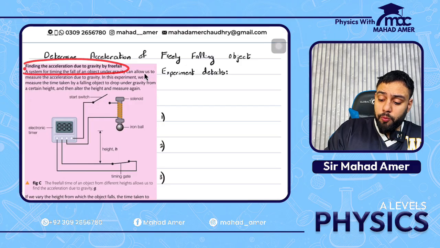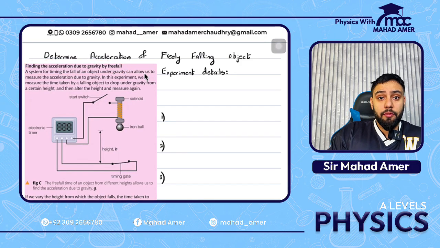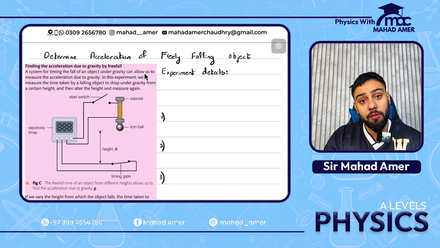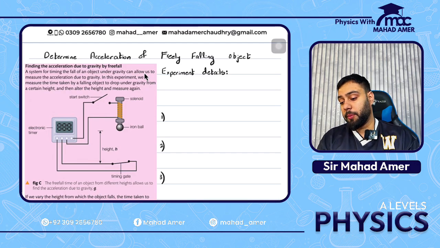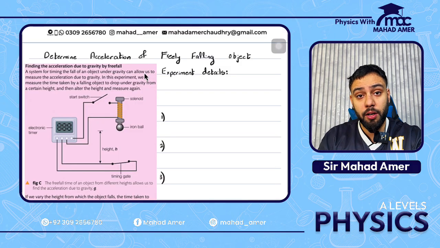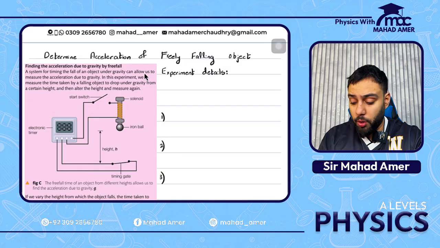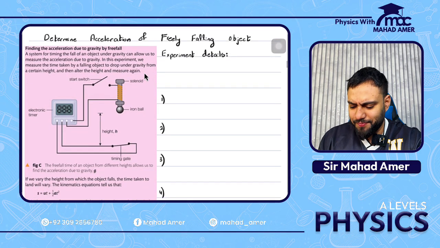We have to find the acceleration due to gravity by free fall, and we have to discuss a couple of experiments regarding that in a lot of detail, because these experiments can be asked in your examinations for up to 6-7 marks. 5 markers are very common, so let's start off with that.